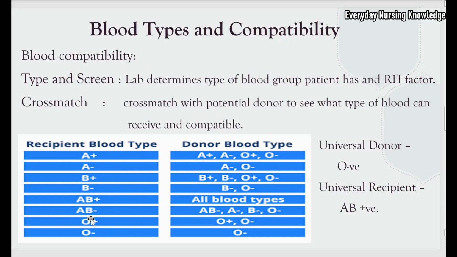Coming to AB negative, since it's negative, it can receive blood from only negative groups. So A negative, B negative, AB negative and O negative.